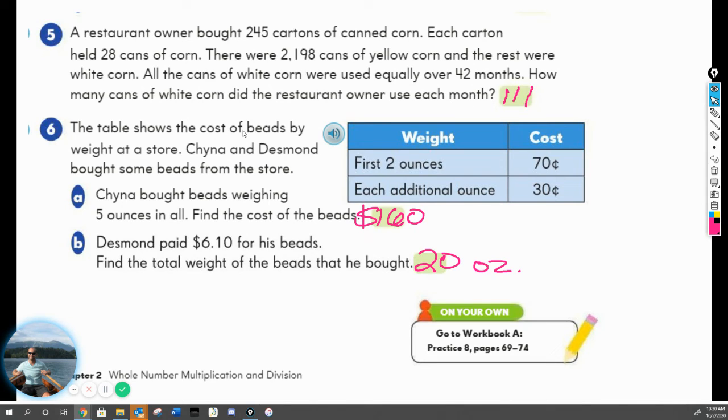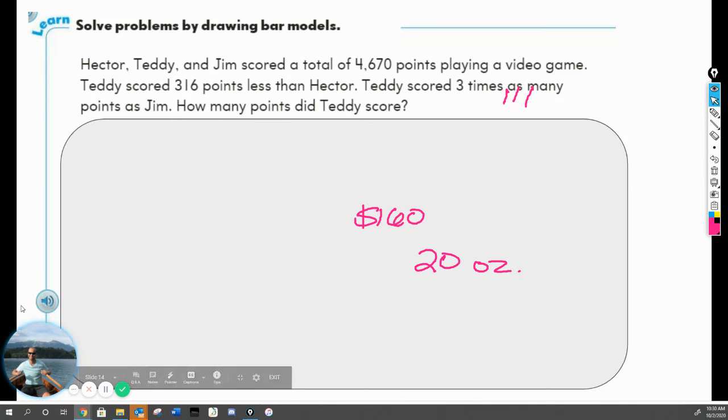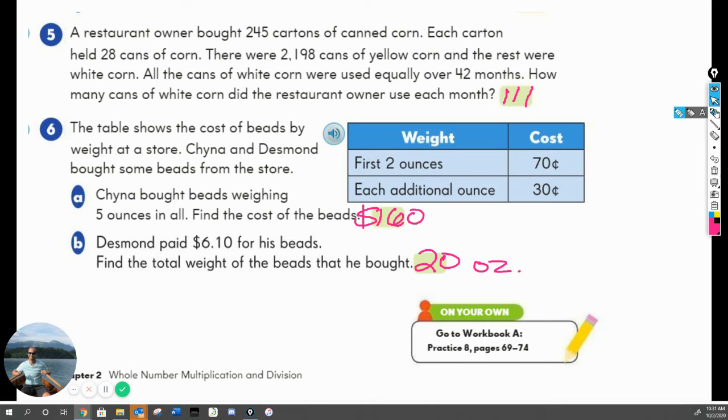And the table shows the beads by weight at a store. China and Desmond bought some beads from the store. China bought 5 ounces of beads for a total of $160. That can't even be right at all. Okay, $1.60. Are decimals important? Yes, they are. And then finally, 20 ounces. Good grief, there's more to this chapter.